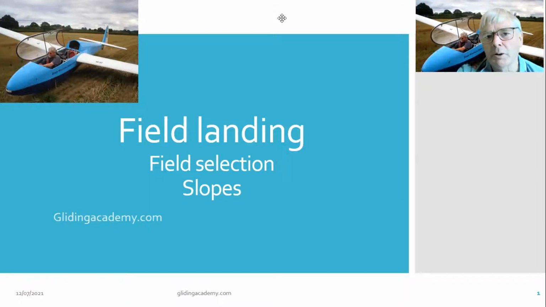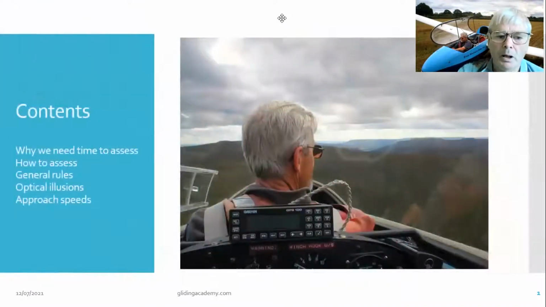Again, we're going to be talking about field selection and specifically how to deal with slopes in fields when we're landing out. The contents of this are: one, why do we need time to assess our field before we land in it? How do we assess it? The general rules about landing up or down slopes, the optical illusions that you will encounter, and the approach speeds that you should be using.